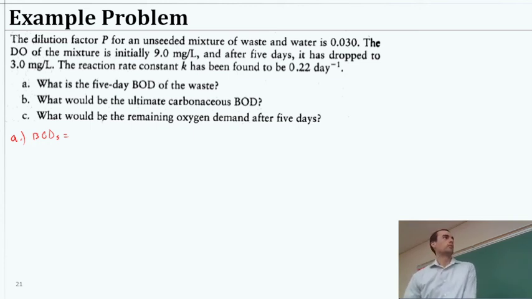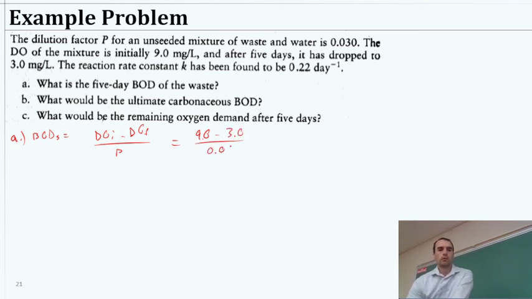Let's see if we can make some sense of this problem then. Okay, so part A, what is the 5-day BOD for the water. This is fairly straightforward. We essentially need DO initial minus DO final divided by the dilution factor. So this is going to be 9.0 minus 3.0 divided by 0.03. And when we do that, we should get 200 milligrams per liter.